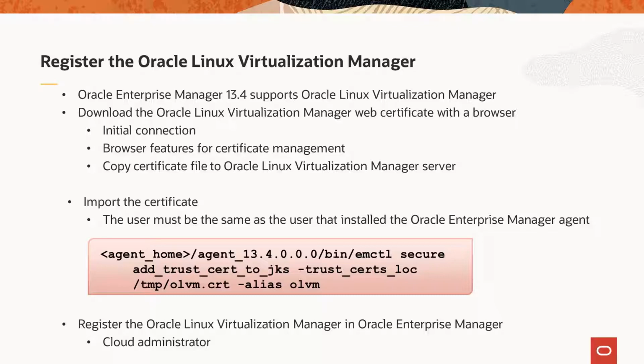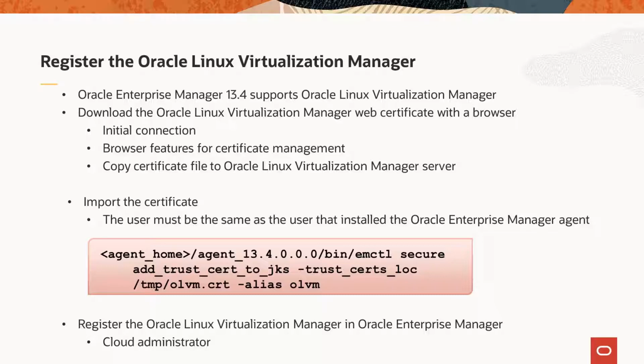Then, use the Oracle Enterprise Manager utility emctl to import the certificate while logged in as the user that installed the Oracle Enterprise Manager agent. This import command should be run by the user that installed the Oracle Enterprise Manager agent on the server. As shown in the example command in this slide, the certificate file olvm.crt has been saved to the temp directory.